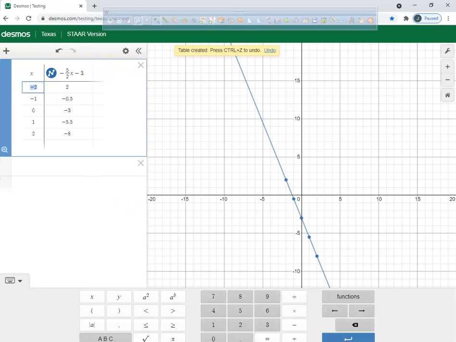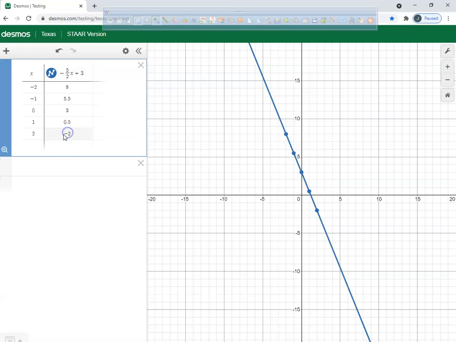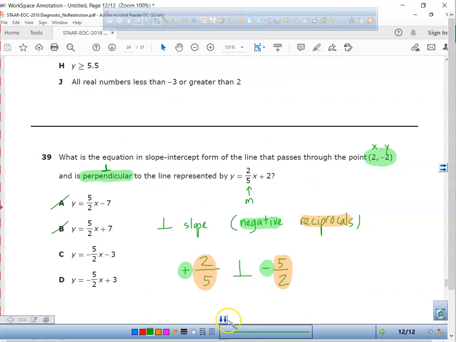I'm looking for what ordered pair? 2, negative 2. What's that? 2 goes with a what? Negative 8. Now watch this. I'm going to take that right there, hit plus. Does everybody see the 2, -2 right there? And that went with the what? The plus 3.